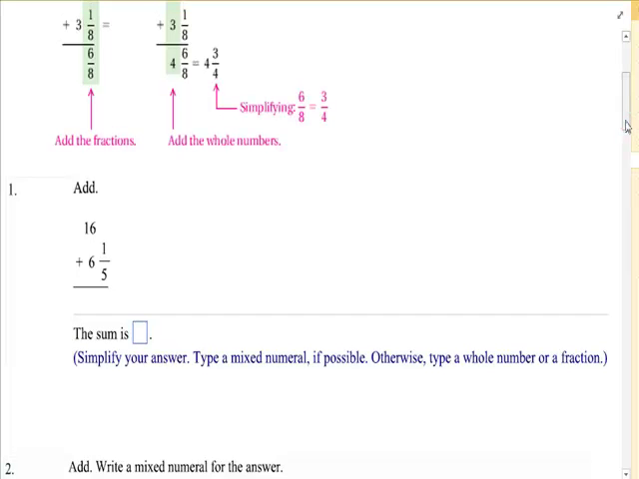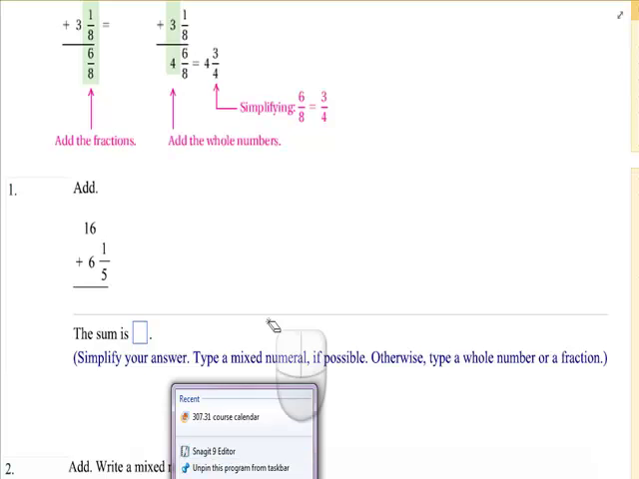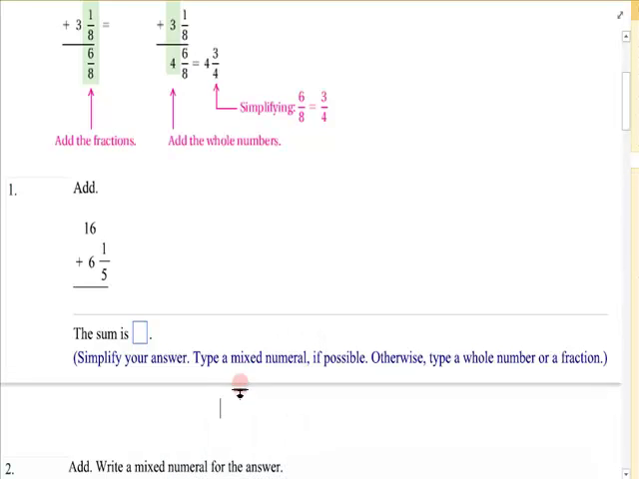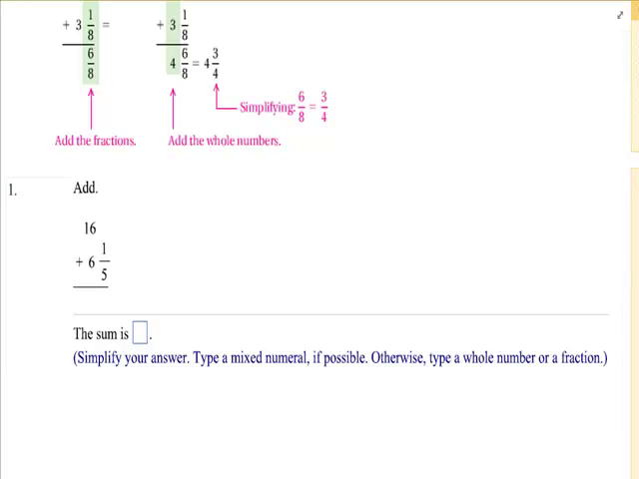Number 1. I have the whole number 16 and the mixed number 6 and 1/5. Be sure that when you're doing this that you line up the whole numbers and you line up the fractions. Now, it doesn't really matter which group you do first, but I'm going to do the fractions first. I have no fraction here, so that's 0, and I add 1/5 to it, so I get 1/5.